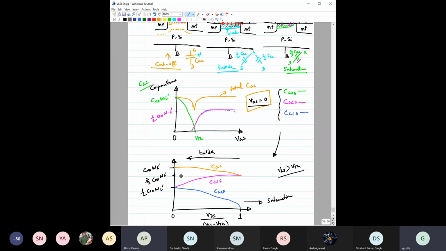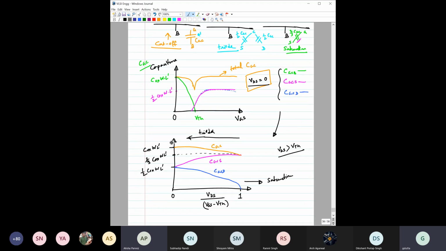I hope this makes some sense. Yeah, then you can see from here. Depending upon the region of operation as well as the voltage between VGS and VDS, the total gate to source capacitance and all these components will keep on changing, right?